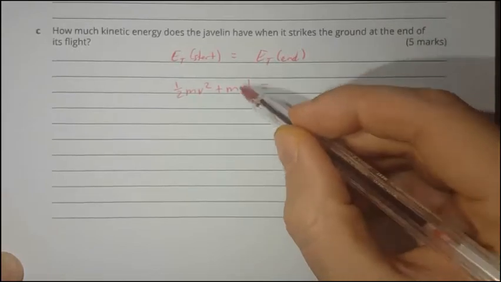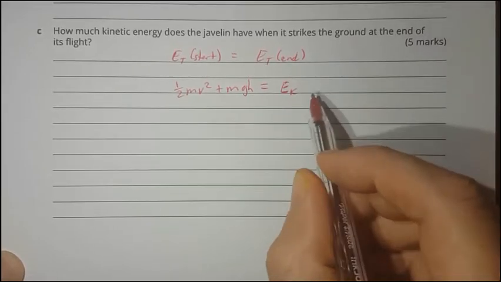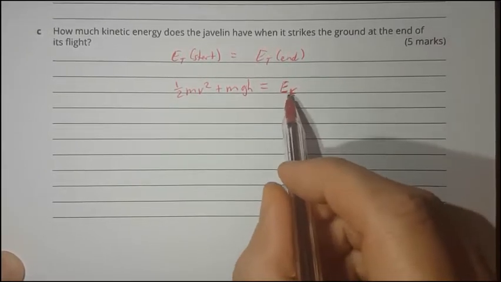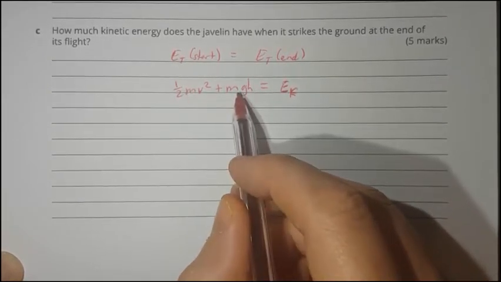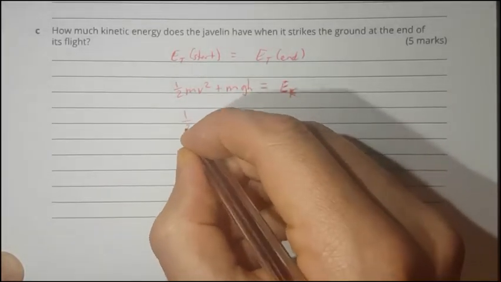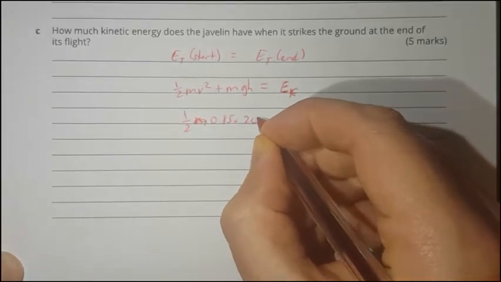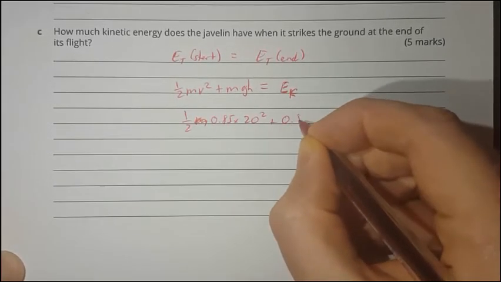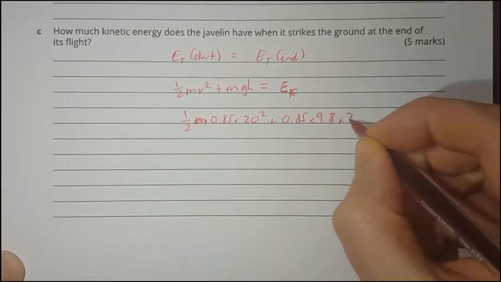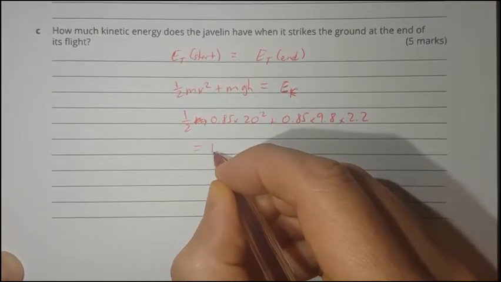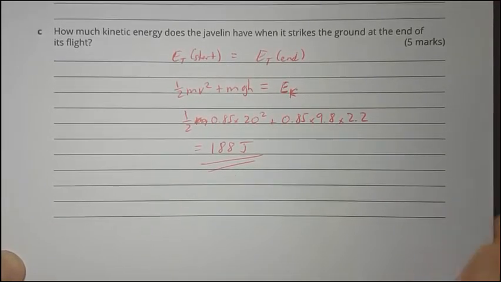And at the end, you've lost that potential energy. That's turned into kinetic energy. So at the end, you should just end up with EK. The marking key says you just need to show an appreciation for the fact that this kinetic energy is just equal to the amount of kinetic energy you have at the start plus its height. So if you put the numbers in, 0.85 times 20 squared plus 0.85 times 9.8 times the height, which is 2.2, what you end up with is 188 joules. And that's how easy it is.